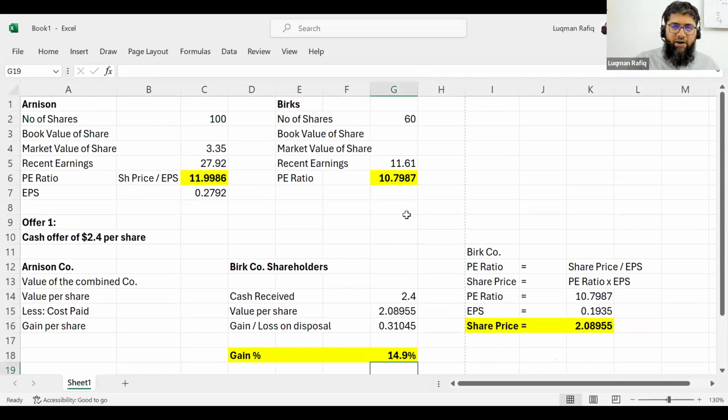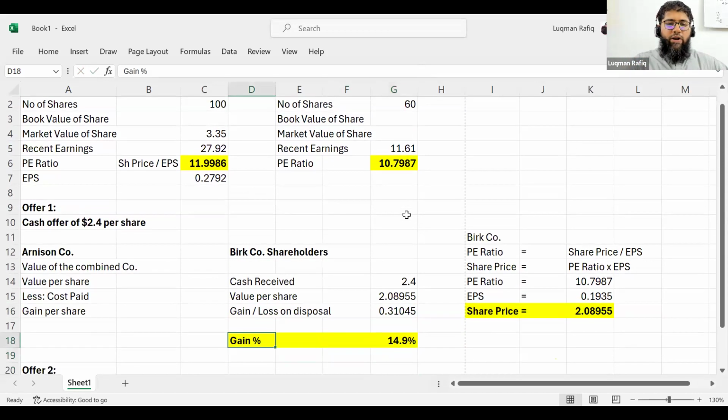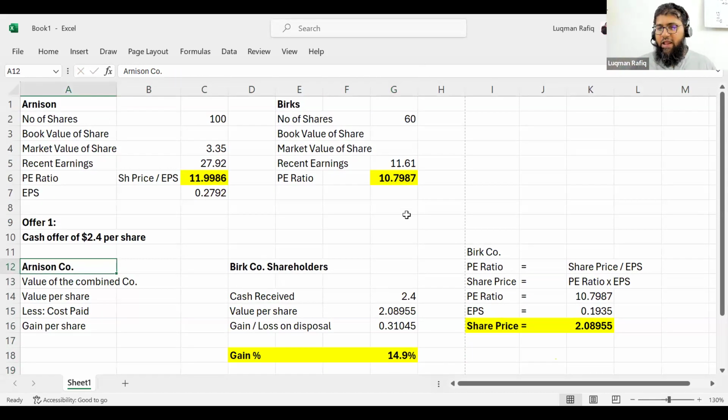Okay, now let's move a bit forward. I want you to work out how you would calculate the gain for Arnison company. I'm giving you 2-3 minutes. Just think about how you would get the gain for Arnison company. I'll just open this area also for you.